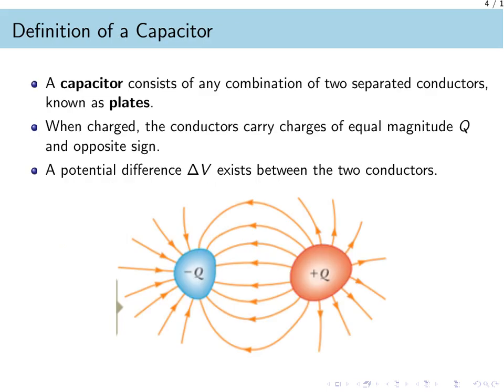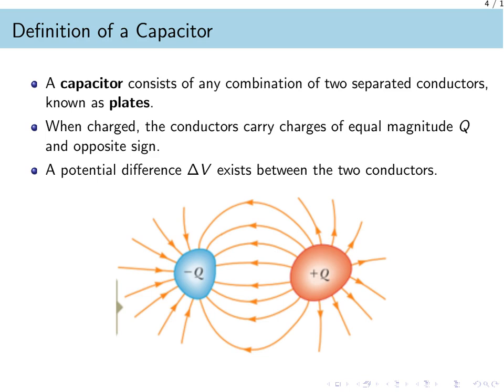Structurally, a capacitor is defined as any combination of two separated conductors, which we call plates. The illustration here shows two arbitrarily shaped conductors. When the capacitor is charged, these plates carry charges of equal magnitude, Q, but with opposite sign, one becomes positive while the other becomes negative. This separation of charge creates an electric field between them, represented by the orange field lines. Because of this charge distribution, a potential difference, V, is established between the two conductors.